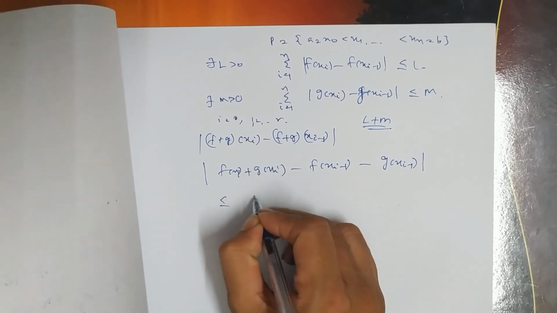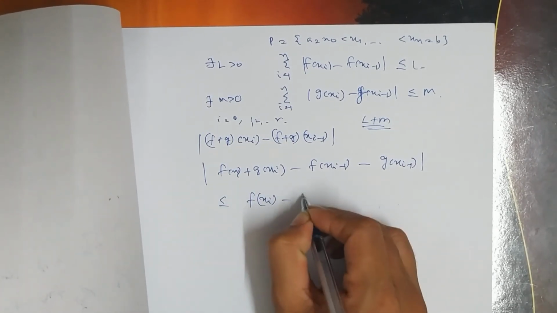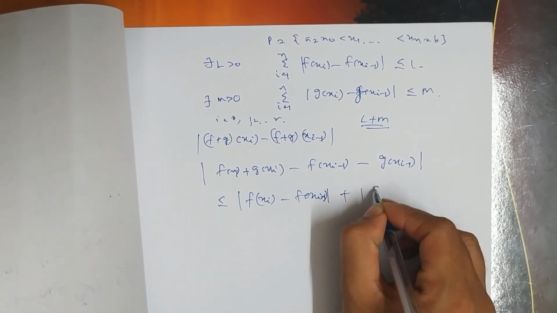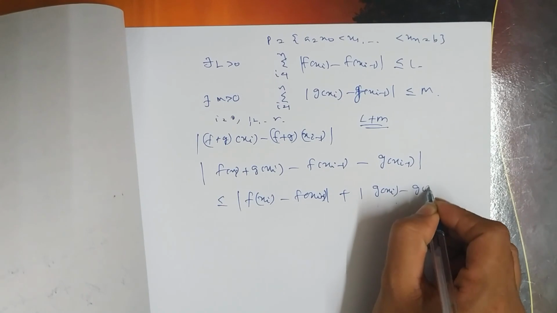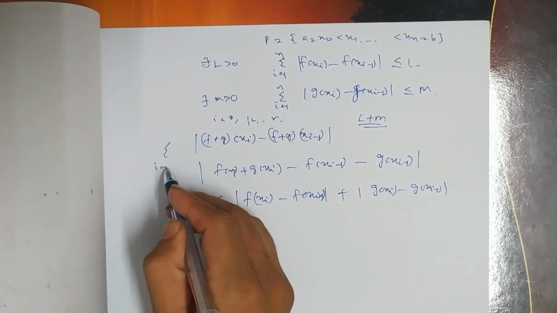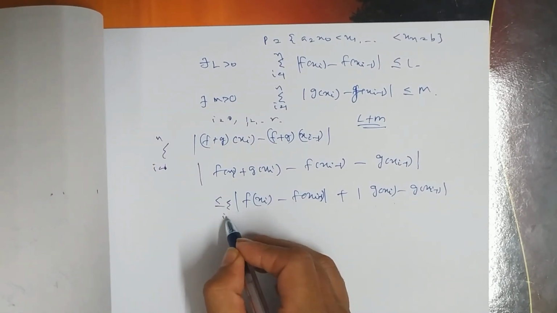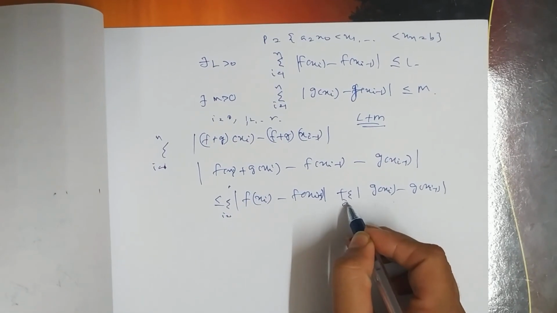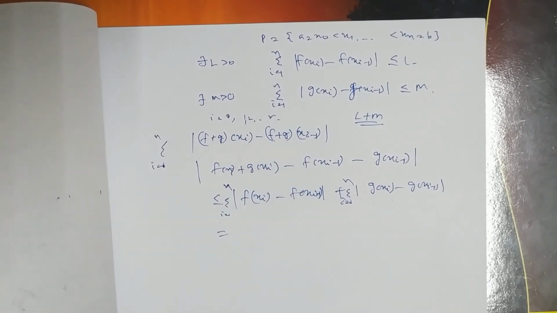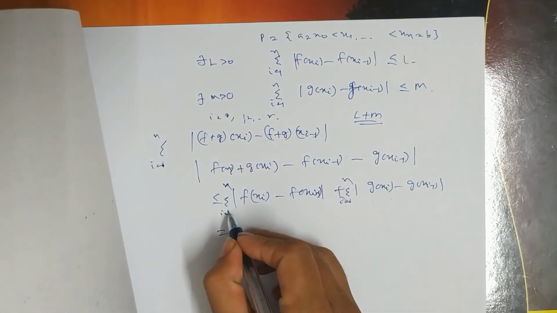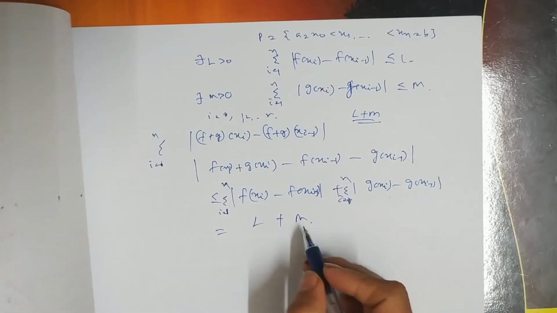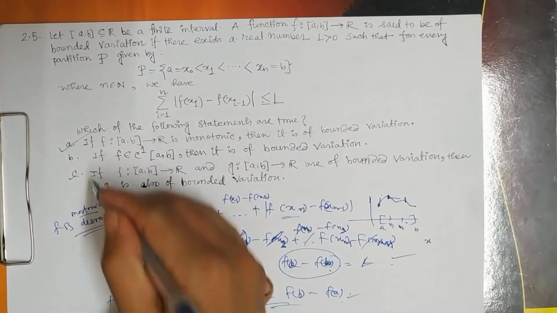Now using the triangle inequality we have this. Now take the summation from i equal to 0 to n, and we have our result. This will be the summation for i equal to 1 to n, then this is less than L plus M, right? So again, option C is true.